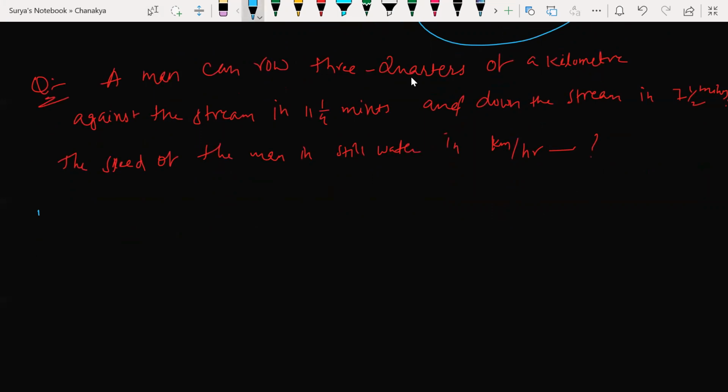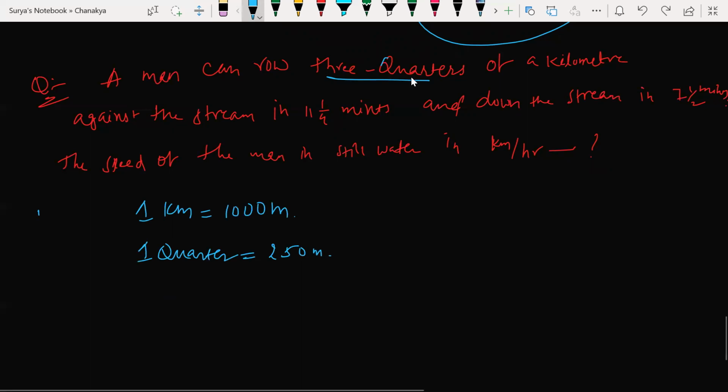Sir, I got 5 kilometers per hour. Exactly. See, he's talking about three quarters of a kilometer, nothing but what? Three quarters is nothing but 750 meters. Am I correct? Look, 1 kilometer is equal to how many meters? 1,000 meters. So 1/4 is how much? 250 meters. Then 3/4 how much? 750 meters. Okay, 3/4 of a kilometer against the stream in this much time.